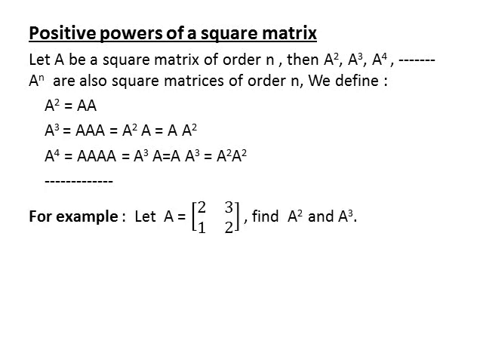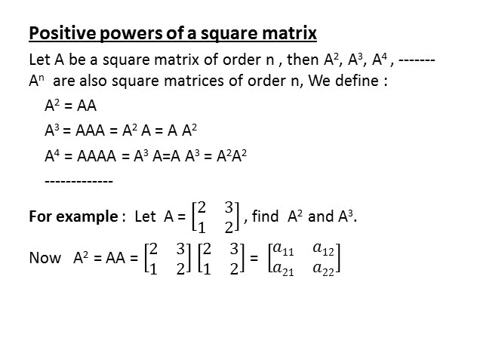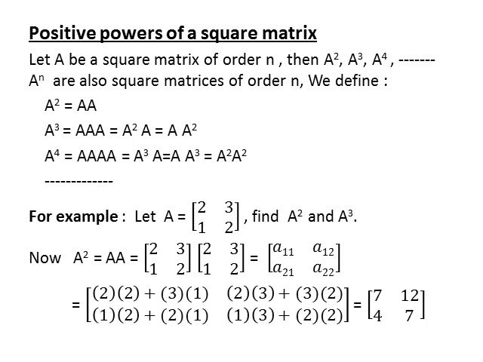In this question, A is a square matrix of order 2. We have to find A square and A cube. First, write A square as A into A. Now in place of A, write the matrix. As A is a square matrix of order 2, so order of A square is also 2 by 2. Write the general matrix for A square. Now, following the rule of matrix multiplication, take product of these two matrices as shown. We get a square matrix of order 2 with elements 7, 12, 4 and 7.